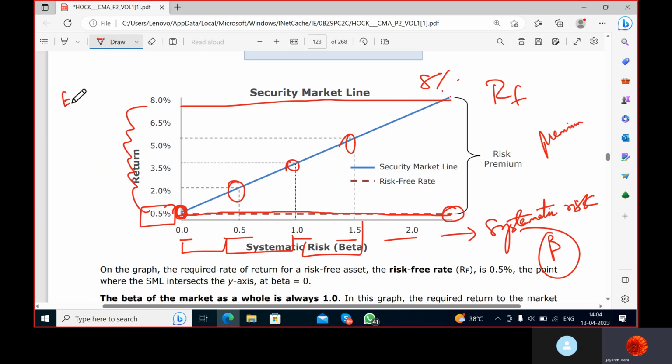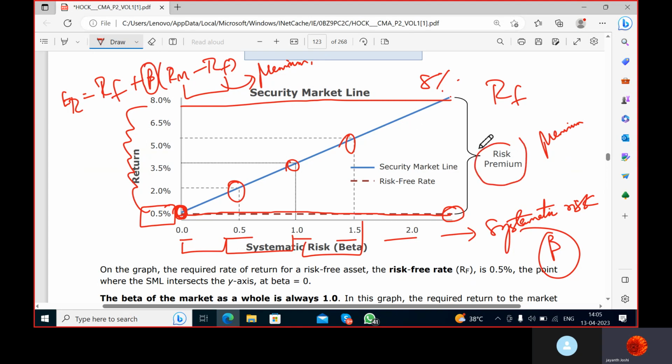So I can write it here. Expected return is equal to risk-free rate plus beta into market return minus risk-free rate. The difference here is called premium. Why premium? Because you are taking additional risk and you are getting additional returns. That is nothing but the premium you are getting. That is compensating you because you are taking a higher risk. And since this premium is multiplied with this factor called beta, it is called risk premium. So the difference between this 8 and this will be called risk premium.